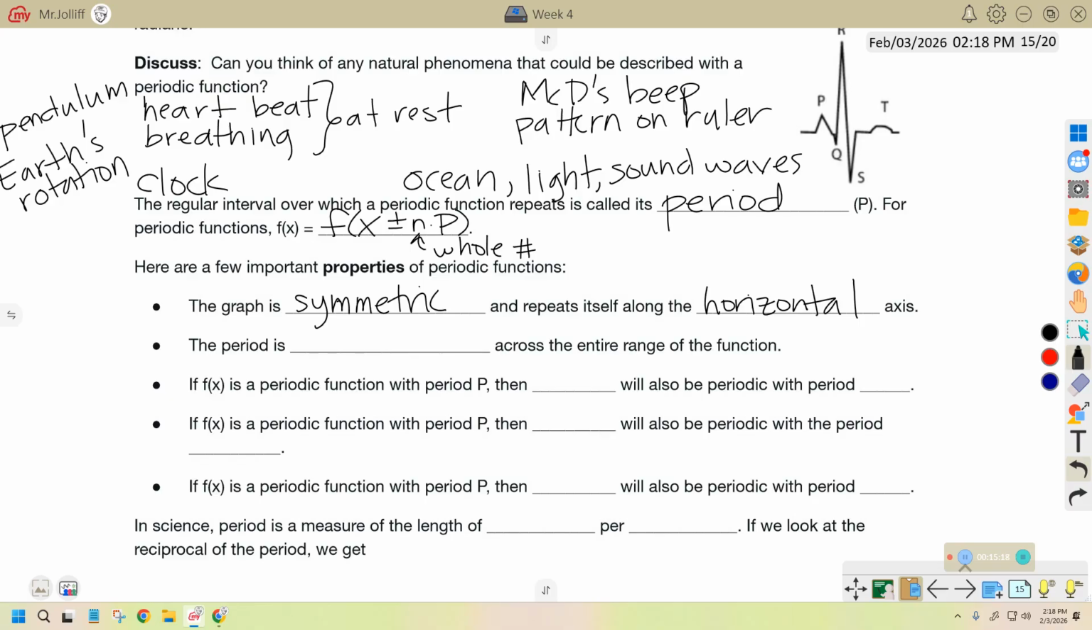The next thing is that the period is constant across the entire range of the function. The whole graph, that period should be constant. My fourth period had some examples of repeating things in nature that weren't constant, like stocks. You watch the stock markets, you tend to see that same spiky pattern over and over. But because it's driven by human behavior, which is inherently non-predictable, it doesn't repeat with constant intervals. Words are hard today.